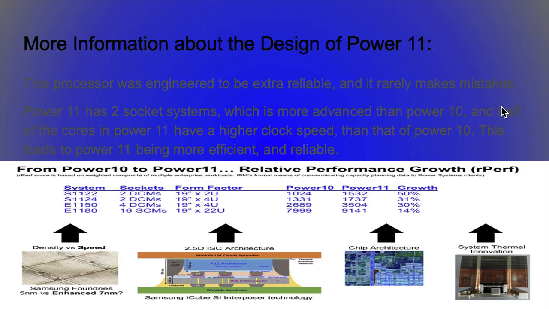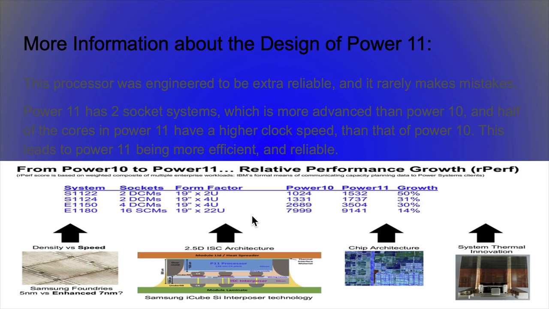And also, now I'll discuss some of the cores in the Power 11 processor. Half of the cores in the Power 11 processor, 50% of those cores, have a higher clock speed than the cores of the Power 10 processor. The other half are the same as the Power 10 processor. And this, as a result, leads to the Power 11 processor being more efficient and reliable, as discussed before.